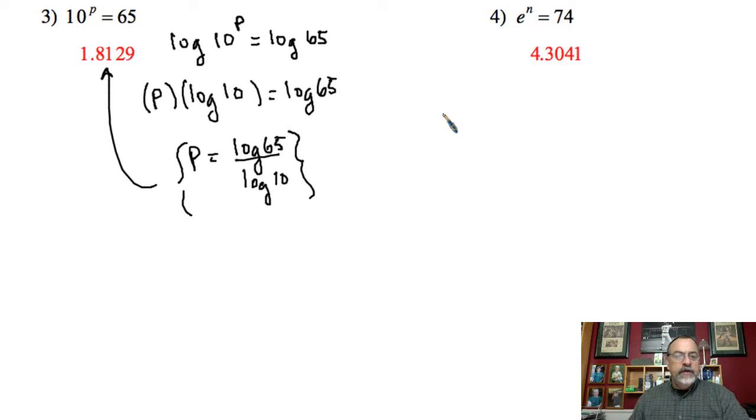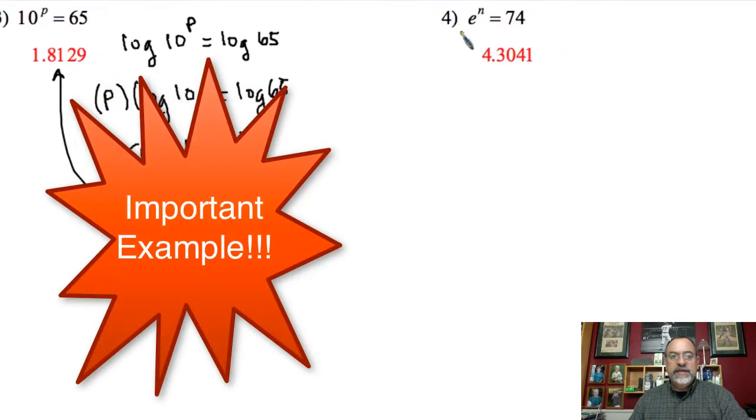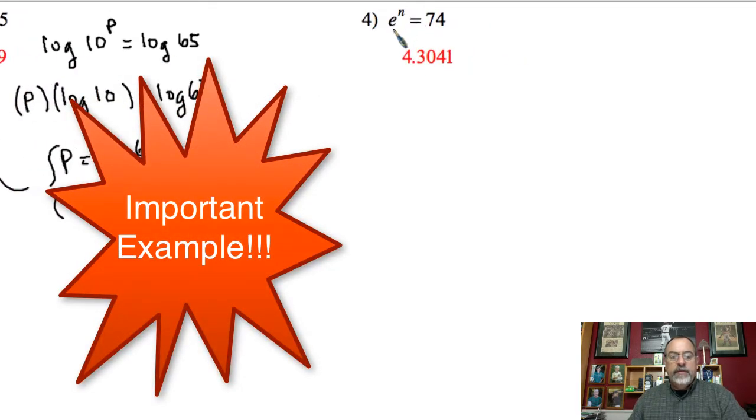Okay. Now moving over here to number 4 is a very important concept. You'll notice that we do have our isolated variable, and remember, e is not a variable, e is a number. And so we have a number raised to this power.